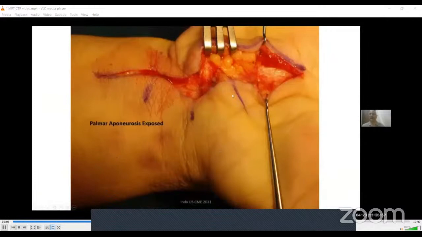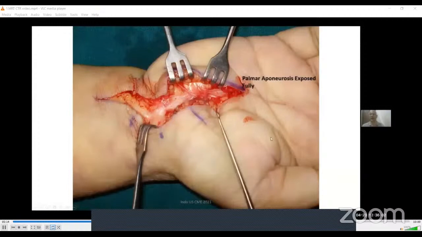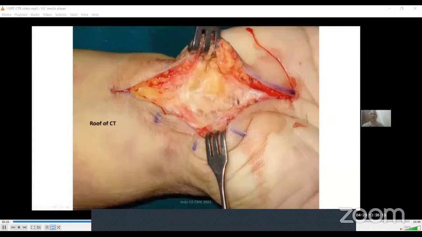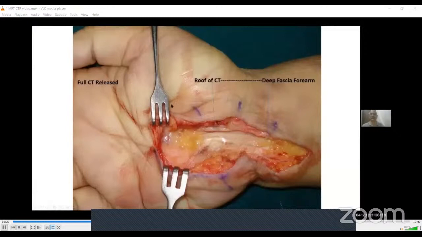And here you can see the roof of the carpal tunnel in continuity with the deep fascia of the forearm and the structures within. You can also see the motor branch, and one must always look for and demonstrate the motor branch, just like the Calot's triangle is demonstrated in gallbladder surgery. If required, a synovectomy can be done. It is rarely required, but with this approach, it is very easy to do it.